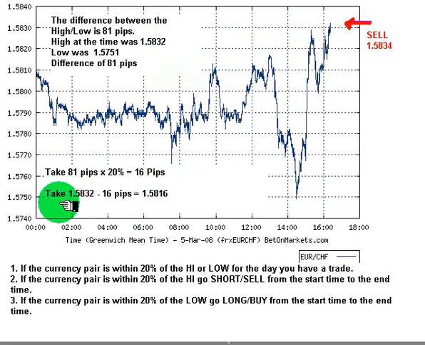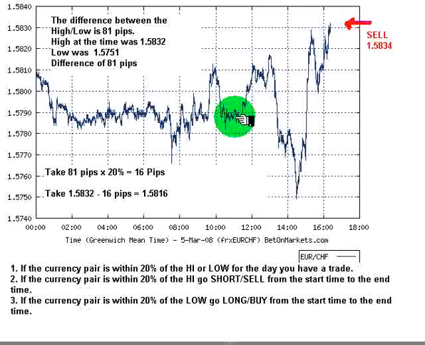And what you do is you take the 1.5832 minus the 16 pips equals 1.5816. And that magic number is, if the Euro Swiss franc is higher than that number at 16:30 GMT, you would have a trade, which obviously it was because we got filled here at 1.5834.